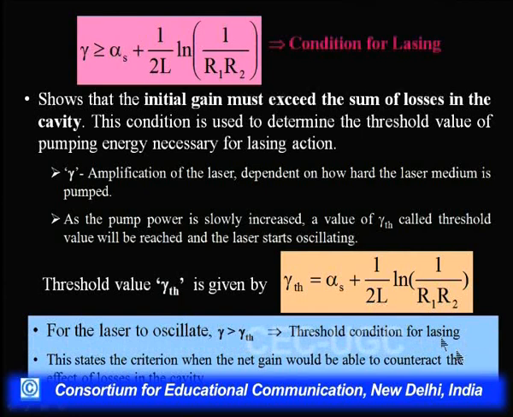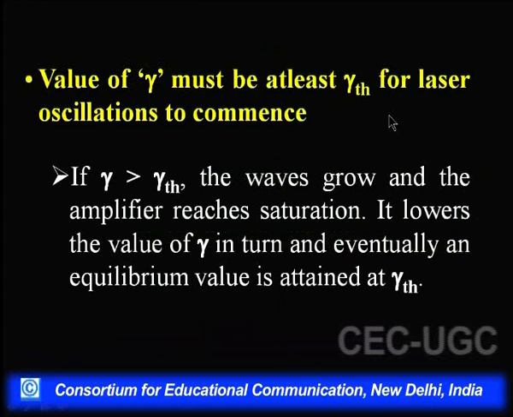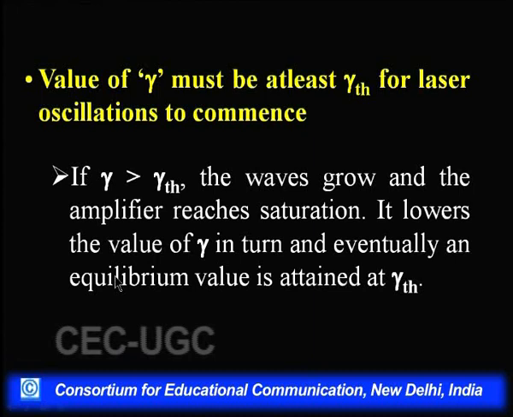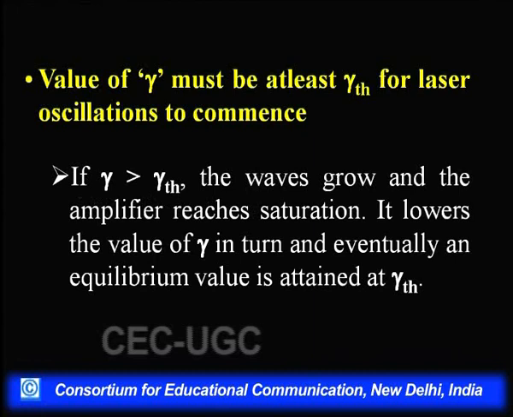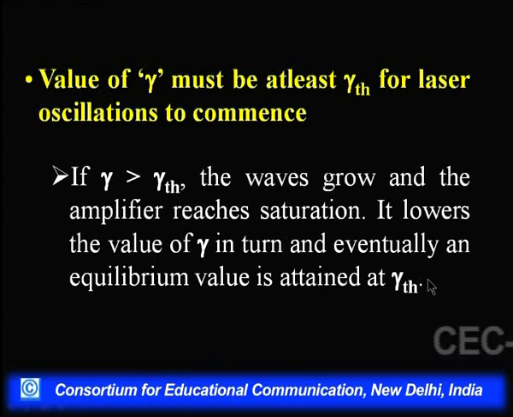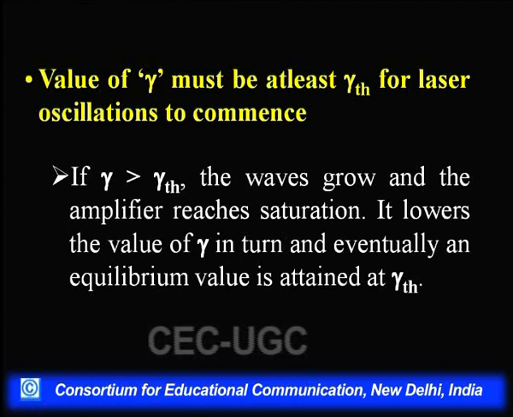The threshold condition for the lasing states the criteria when the net gain would be able to counteract the effect of the losses in the cavity. Through the losses we can define the gain. The value of gamma must be at least gamma TH, the threshold value, for the laser oscillation to commence. If gamma is greater than gamma TH, the waves grow and the amplification reaches saturation. It lowers the value of gamma in turn and eventually an equilibrium value is attained at gamma TH.